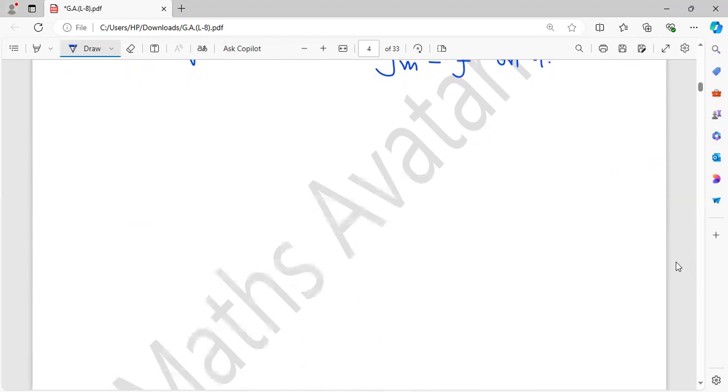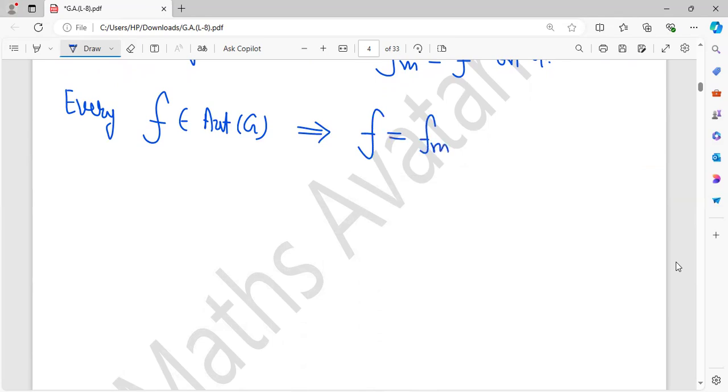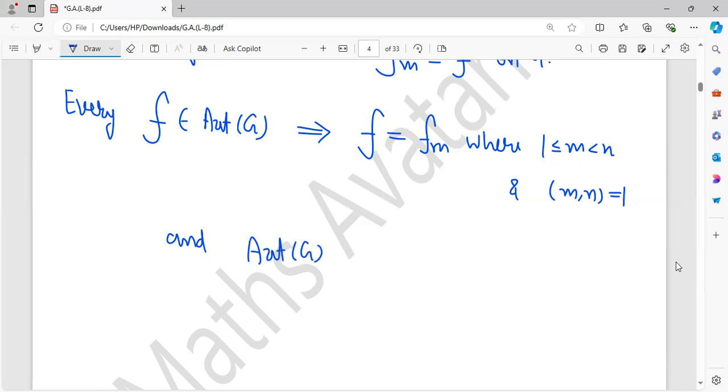So every f belonging to the automorphism group of G, this implies f is f_m. Here m is less than or equal to n, and GCD of m and n is equal to 1. And what is the order of this group? The order of this group is nothing but phi(n), the Euler phi function.